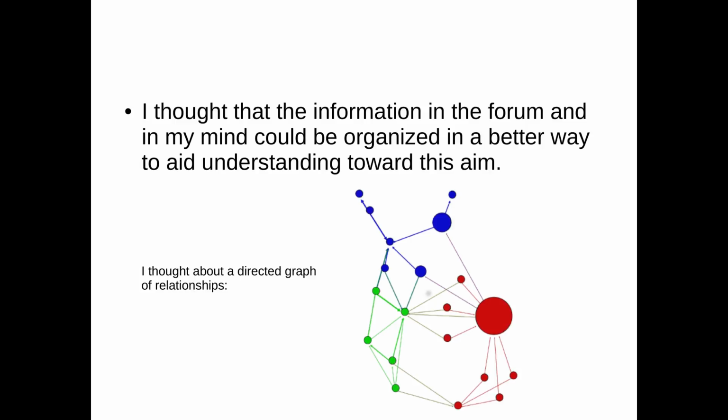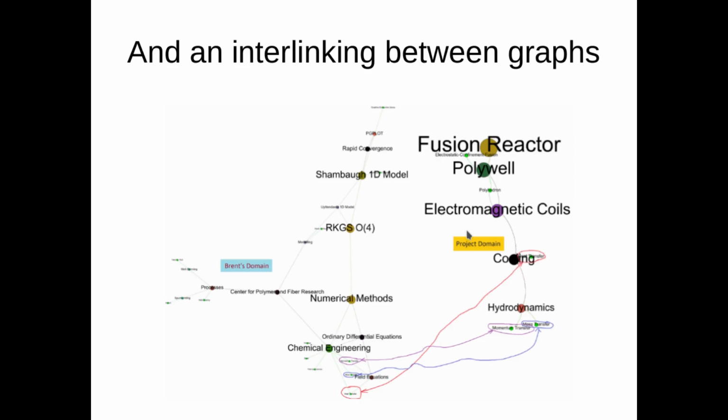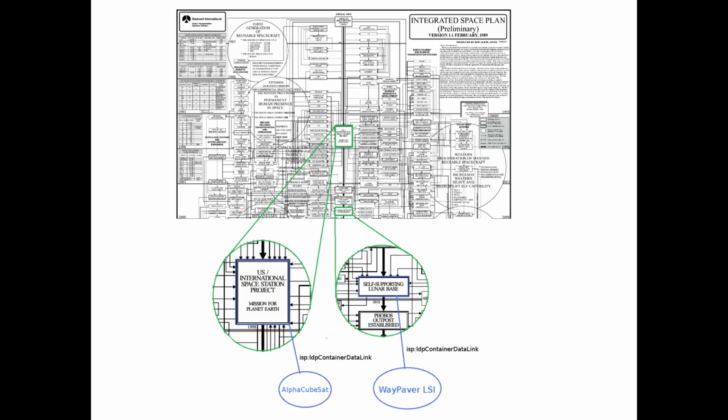And I thought about a directed graph of relationships to model this. I have two graphs, one for a description of the things I know about polywell and one for a description of the things I know about chemical engineering. A semantic commonality between circles or nodes in the graph, or a shared URI for a node, represent an interlinking between the two graphs.